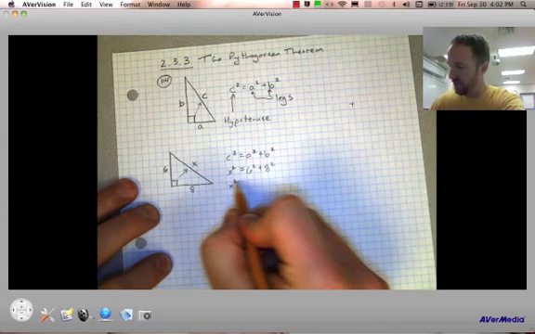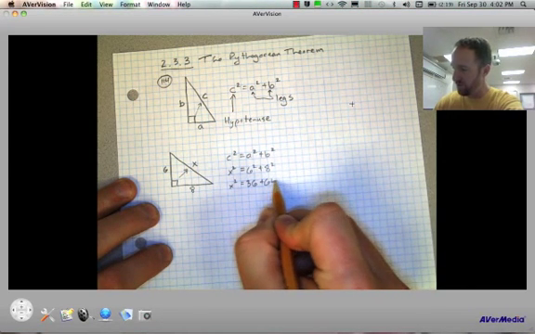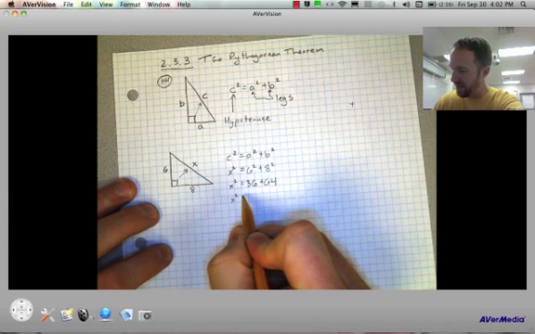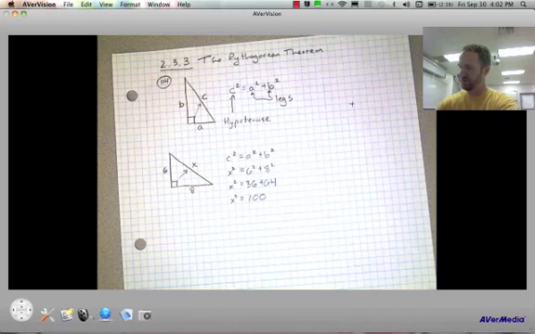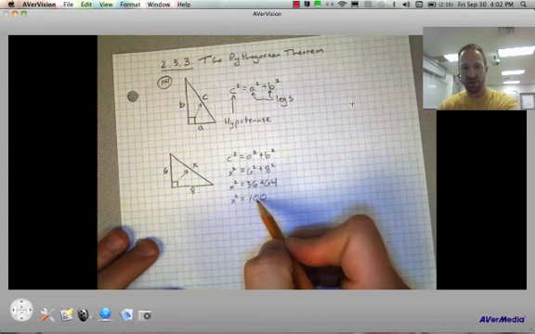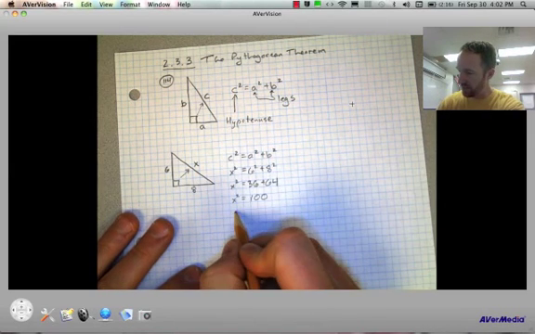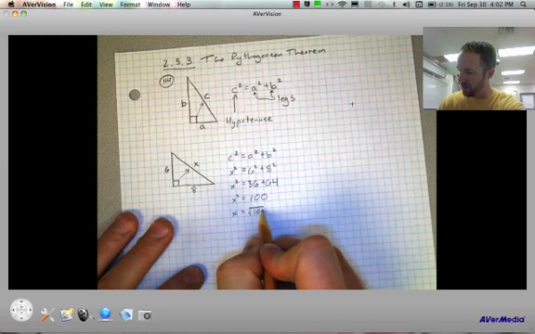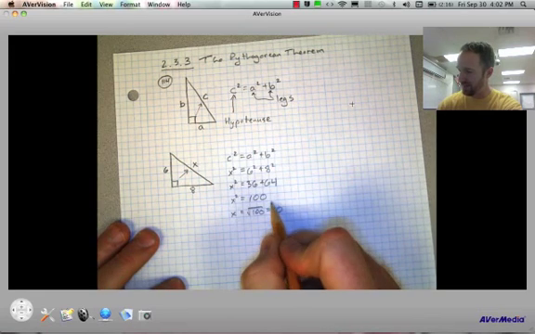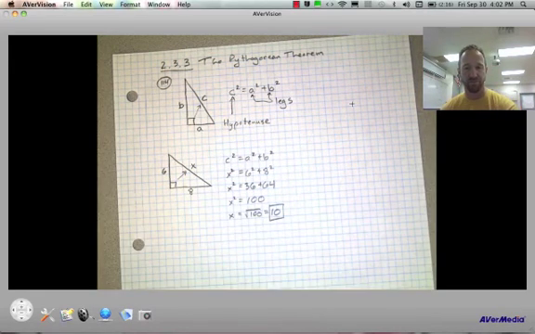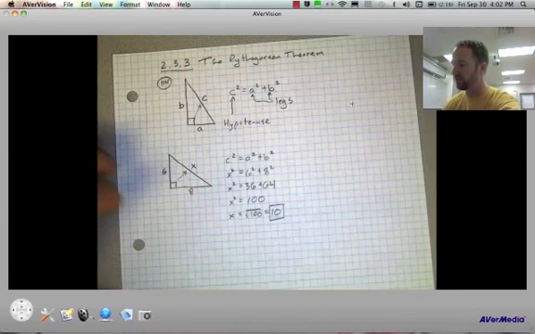So let's solve this equation. 6 squared is 36. 8 squared is 64. If you add those together, you get 100. Now, x squared is 100. In order to undo squared, you have to square root it. So x is actually the square root of 100, which is 10. So the length of that missing side is 10 units. That's a lot easier than that process that we used a few lessons ago. Let's try one more.